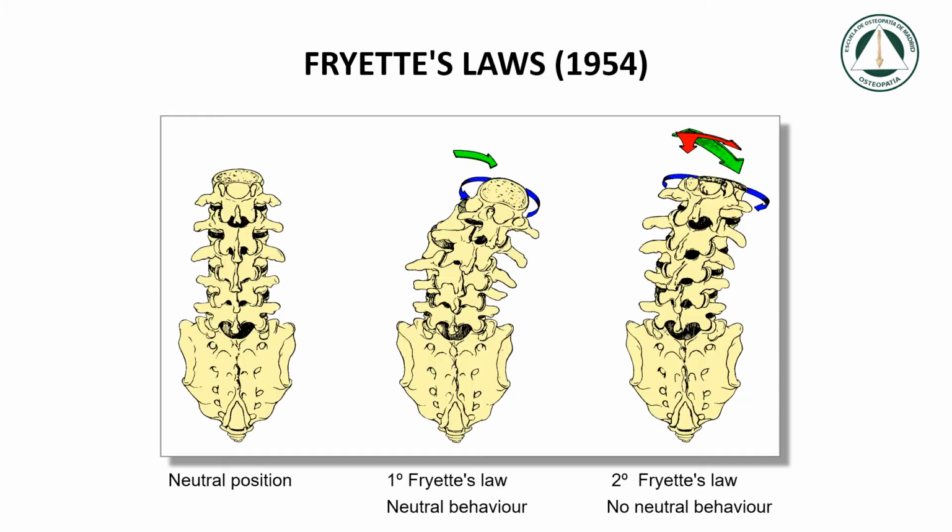The three principles of vertebral movement. Fryette described two vertebral behaviors. A movement set of type 1, the first law, where contralateral movements of side bending and rotation occur, that is, of opposite sides. A movement called type 2, the second law, where ipsilateral movements of lateral bending and rotation occur, on the same side.